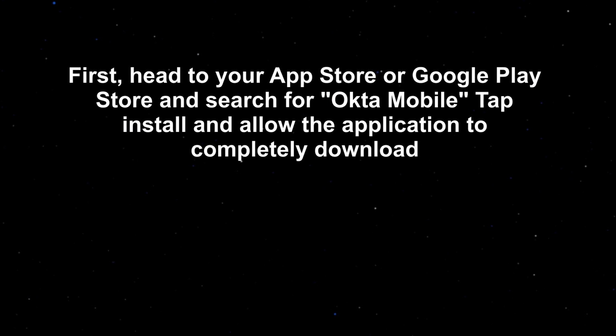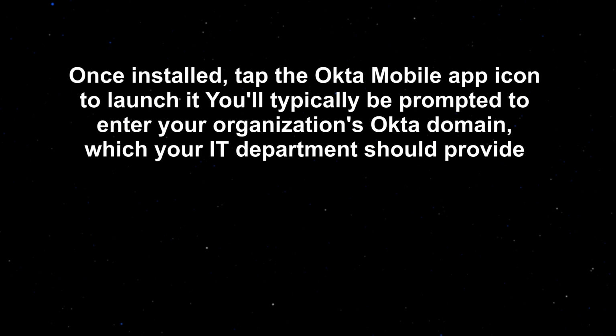First, head to your App Store or Google Play Store and search for Okta Mobile. Tap Install and allow the application to completely download. Once installed, tap the Okta Mobile app icon to launch it.